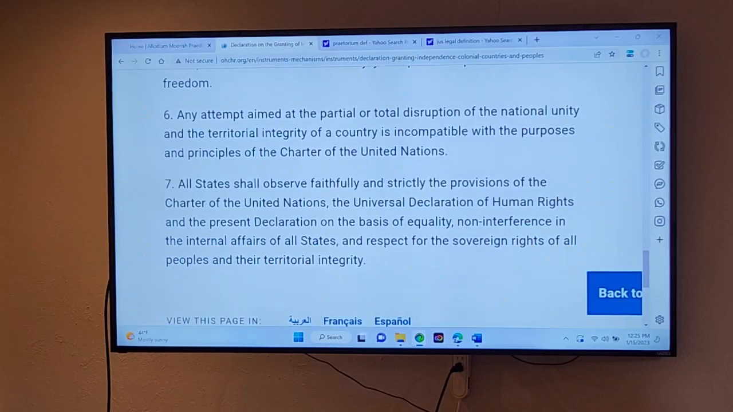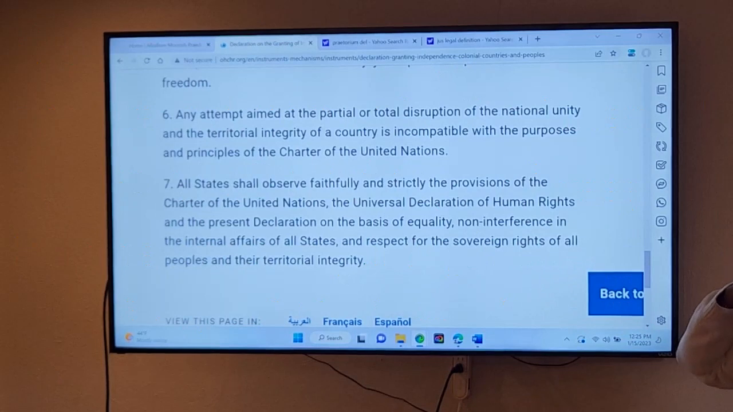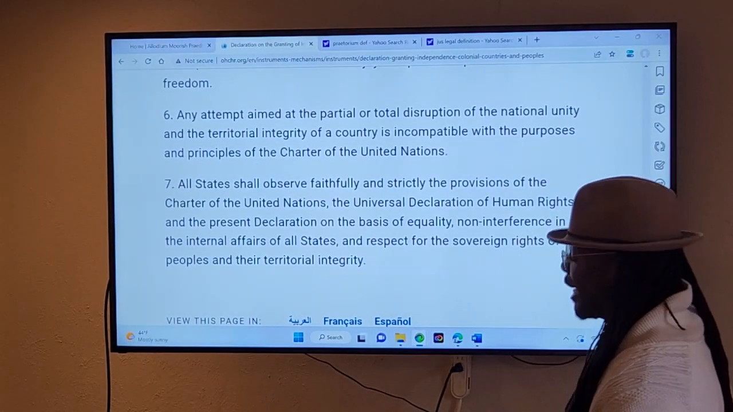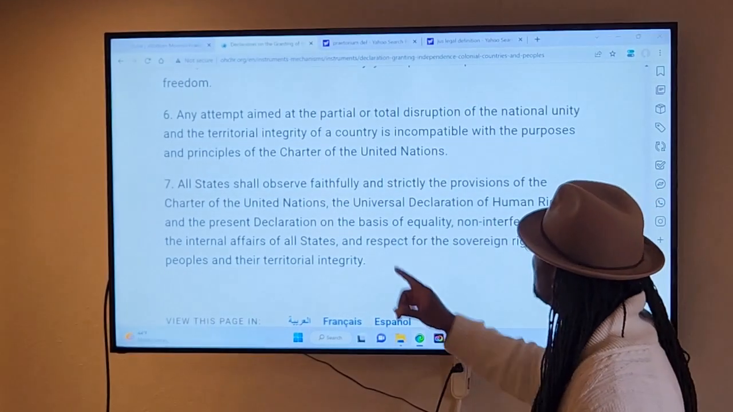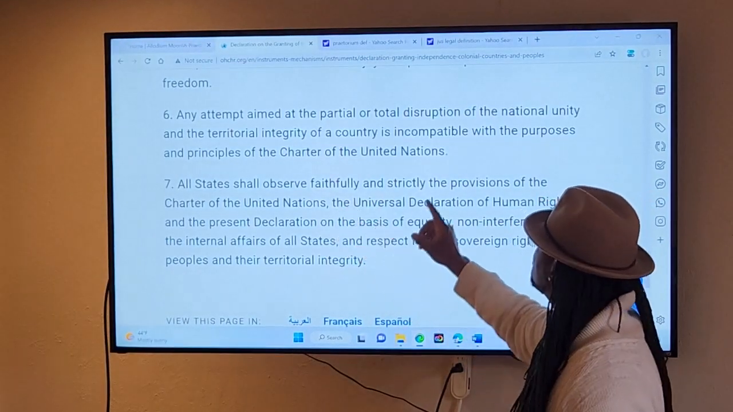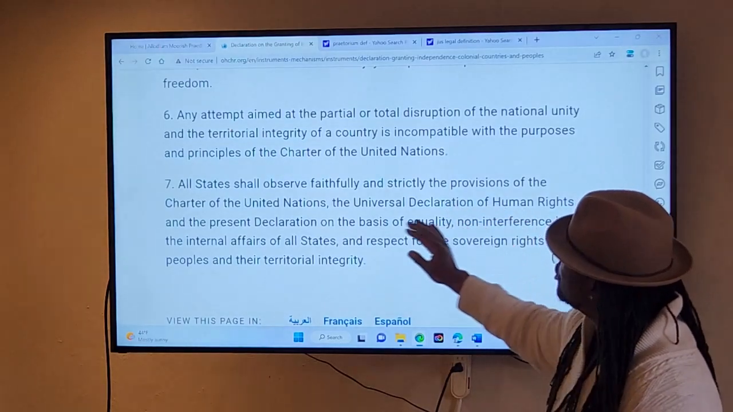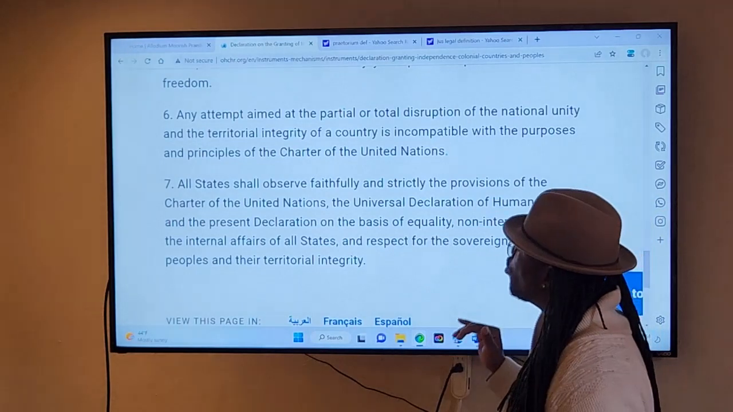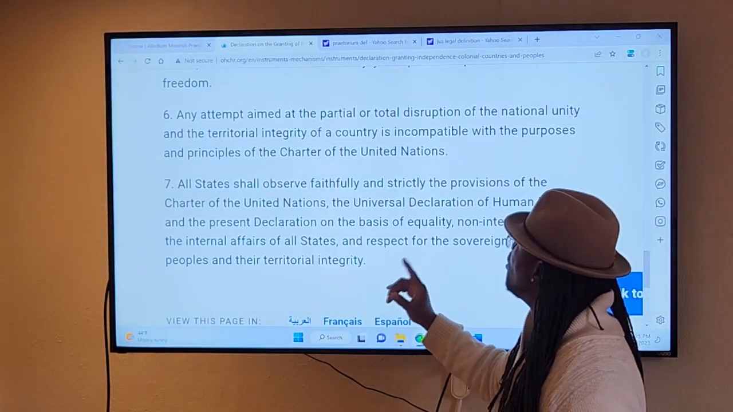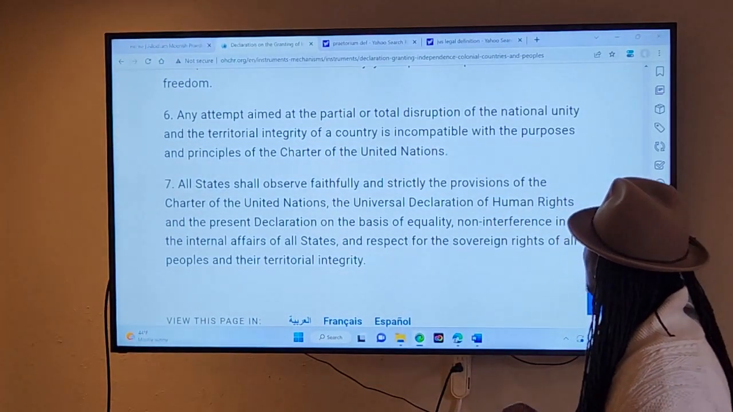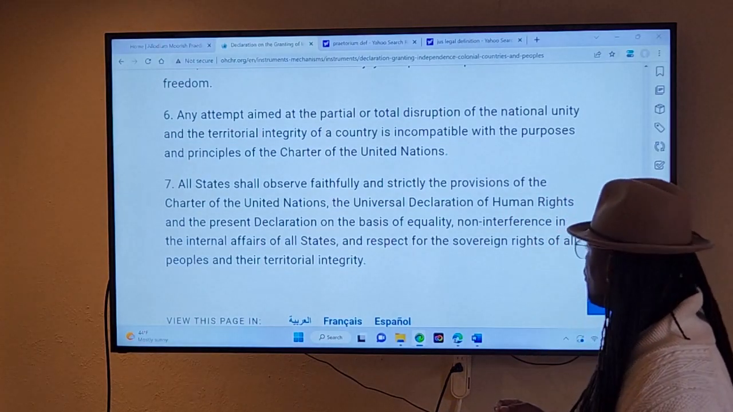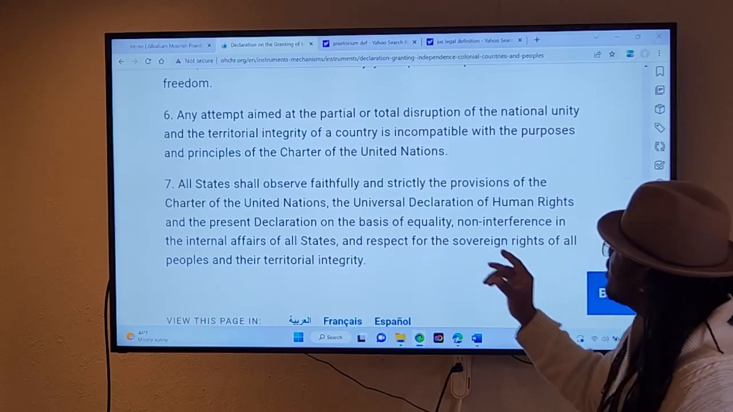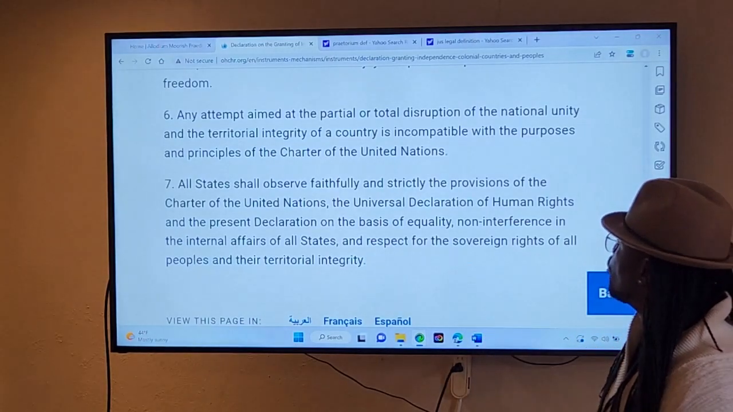integrity. Okay. And as a recap, 7, all states, meaning international states and even Moorish states, shall observe faithfully and strictly the provisions of the Charter of the United Nations, the Universal Declarations of Human Rights, and the present declaration on the basis of equality, non-interference in the internal affairs of all states, and respect for the sovereign rights of peoples and their territorial integrity.